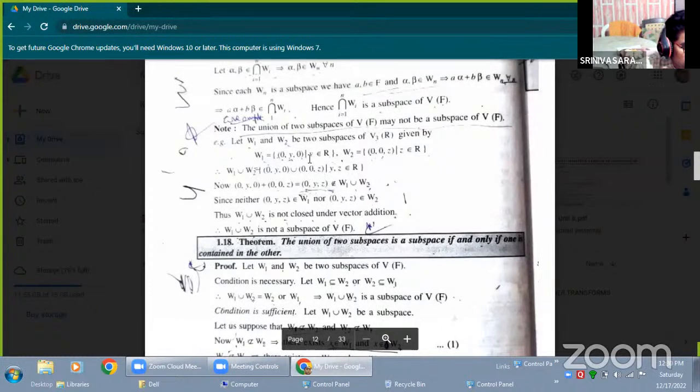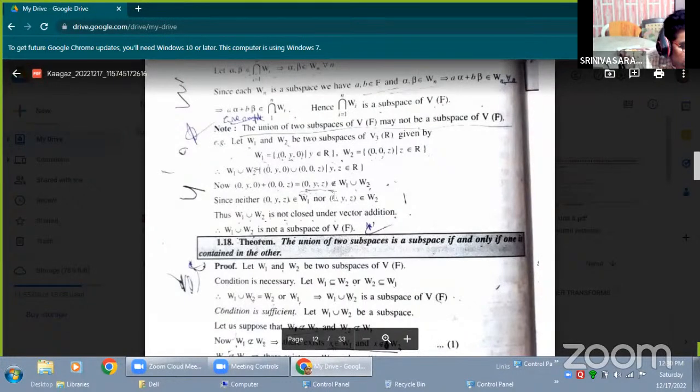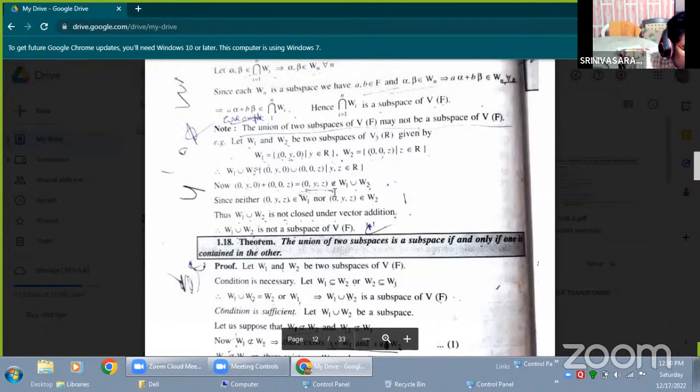Therefore 0, y, 0 plus 0, 0, z equals 0, y, z. But is 0, y, z contained in W1 union W2? It is not. Therefore, this element is not contained in either W1 or W2. That's why W1 union W2 is not closed under vector addition. Therefore, the union of the subspaces is not a subspace.